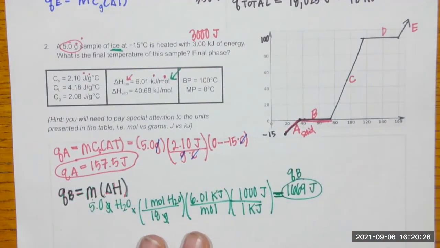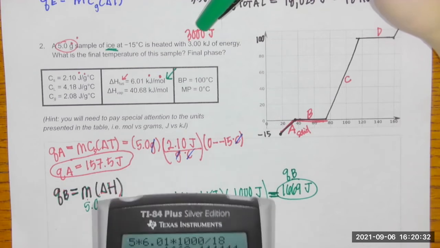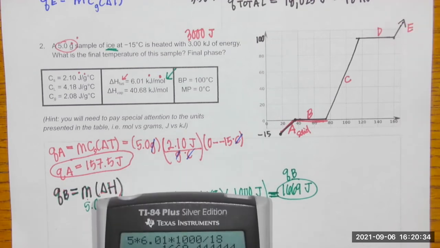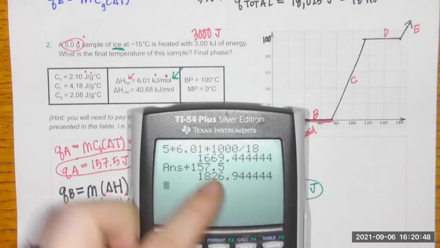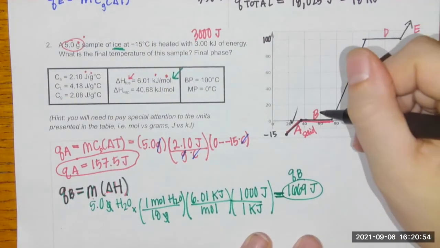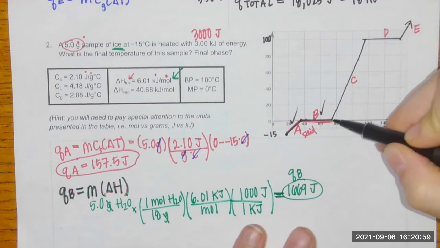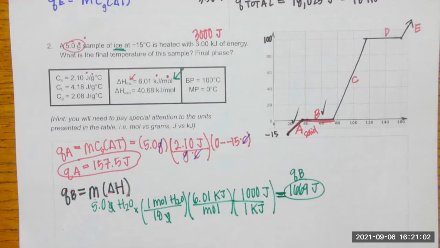All right, so that's QA and QB. The total amount that went in was 3,000. So I'm pretty sure we still have some left over. 1669 plus 157.5, we're only up to 1826 out of the 3,000. So we've made it past section A. Yep, made it past section B. Something tells me that with our remaining energy, we're not going to make it all the way up part C, but that's just what I think.